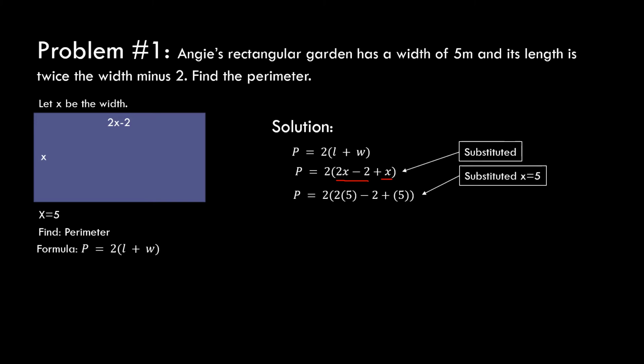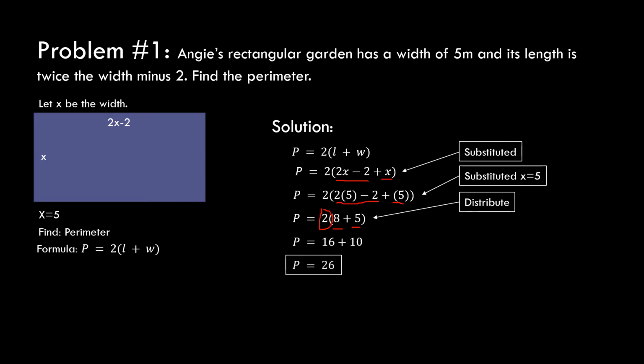Now, what we are going to do with this is simplify. So 2 times 5 equals 10, minus 2 is equal to 8. And we're just going to copy 5. After that, we are going to distribute 2 to the inside of the parenthesis. So we're going to multiply 2 times 8, which is 16, and 2 times 5, which is 10. So adding the two numbers up, we are going to have 26. So the perimeter of Angie's rectangular garden is 26 meters.